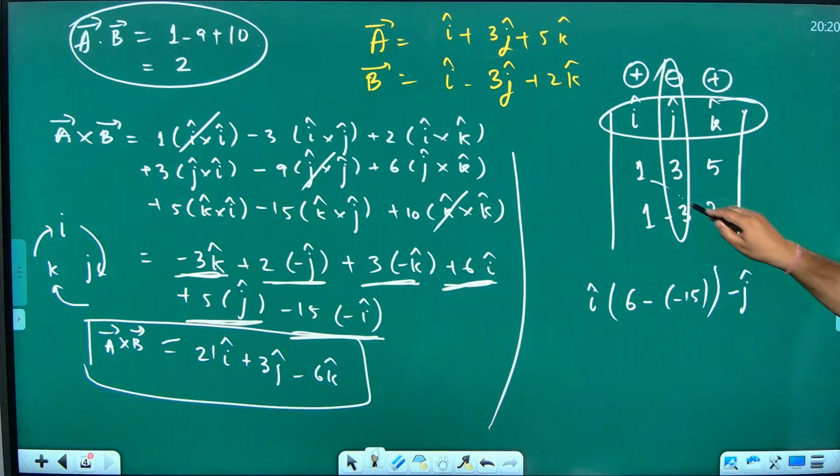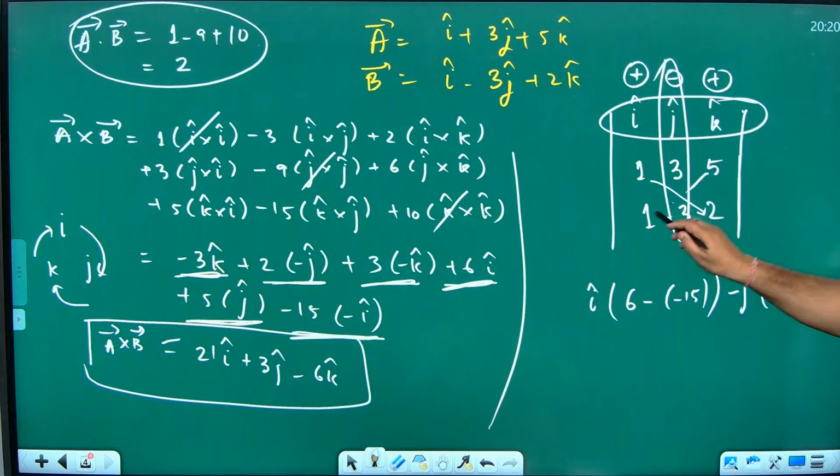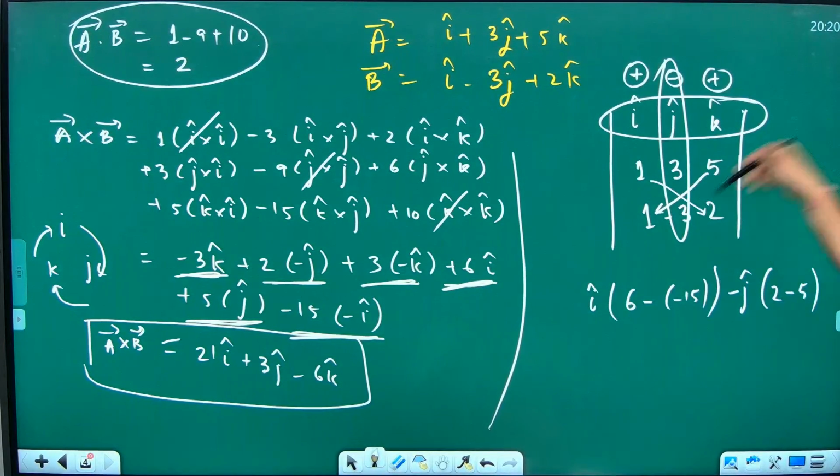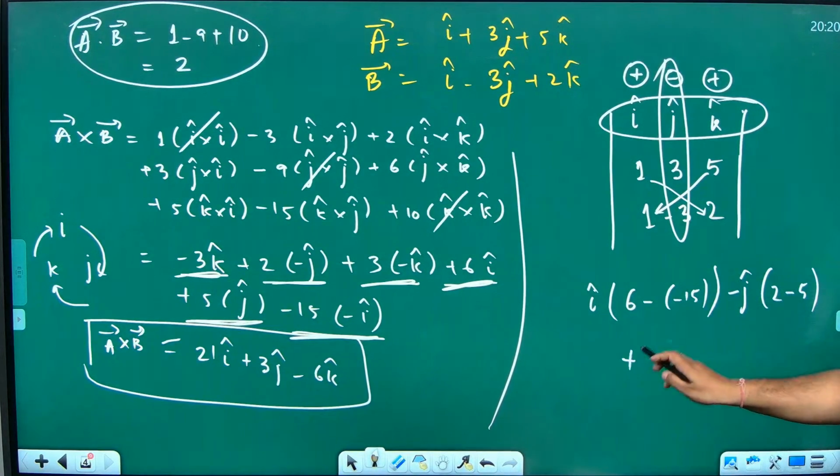So 1 into 2 will become how much? 2. Minus 5 into 1 is how much? 5. We are doing this minus this always. First also we did 6 minus minus 15. Okay. Then I will write plus K.